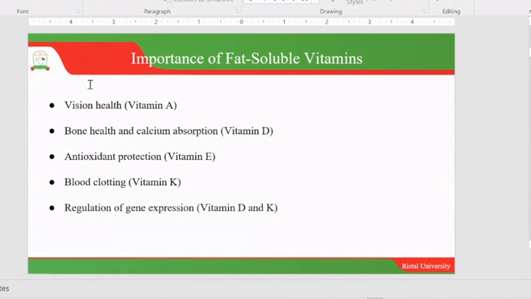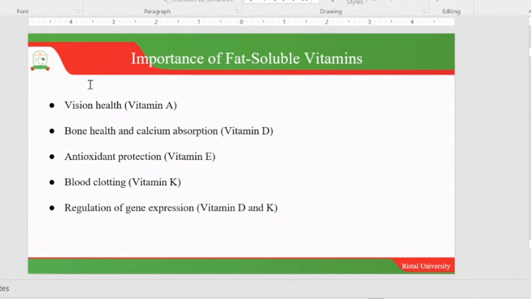Vitamin D, like this, we had talked about the bone health. We had talked of the calcium absorption. For vitamin K, we are talking about blood clotting, and also small evidence has been known for vitamin K to bring about gene expression alongside vitamin D.